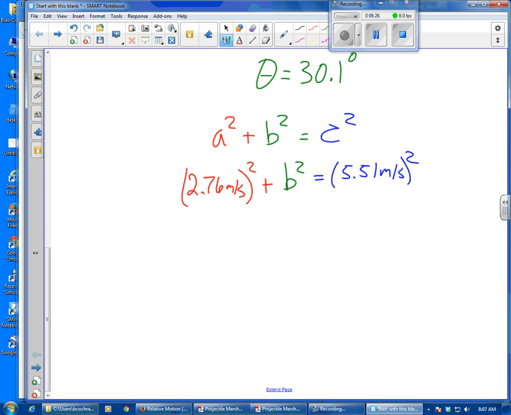And I end up with the value of, well, it's not really b anymore. I should have plugged in the velocity of the swimmer relative to the ground squared. Sorry. The most common math mistake here will be forgetting to take the square root of your final answer. But I get 4.77 meters per second after doing that.